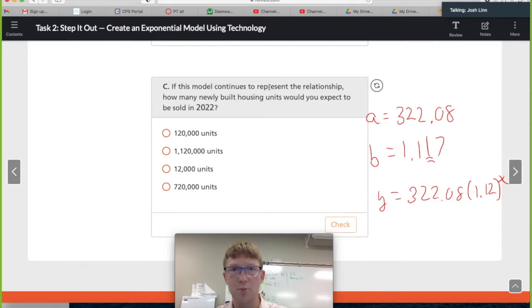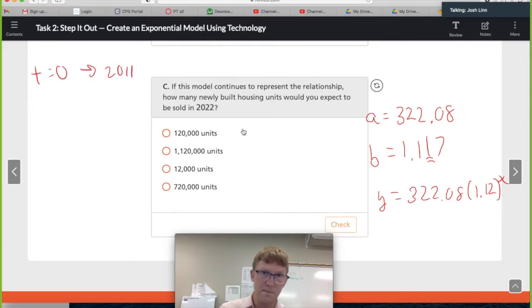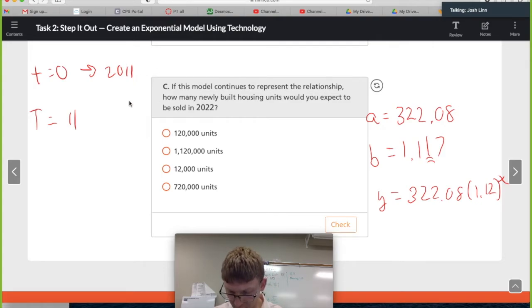If this model continues to represent the relationship, how many newly built housing units would you expect to be sold in 2022? So I'm looking at the original data, and it starts at 2011. So t equals 0 is 2011. So then 2022 would be t equals 11, right? I'm trying to do some quick math. 2022 minus 2011, so it's going to be 11. So then you just stick 11 in for x. And that's something that you can then plug into your calculator.